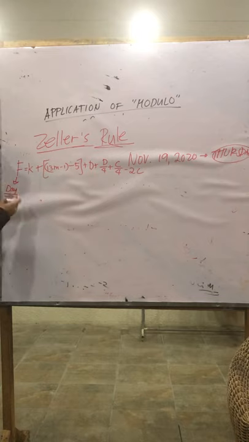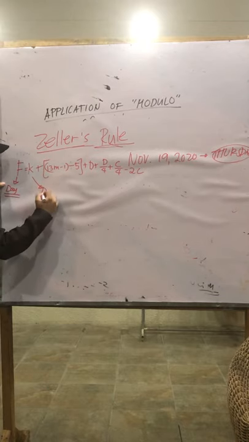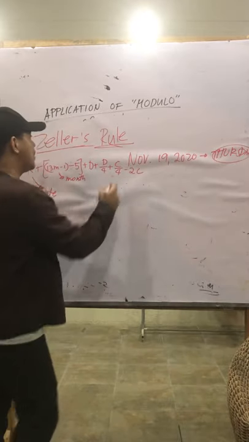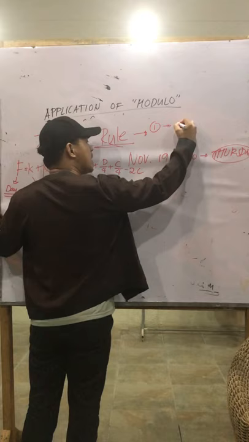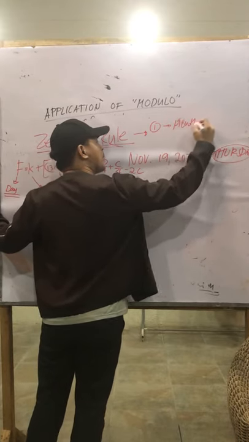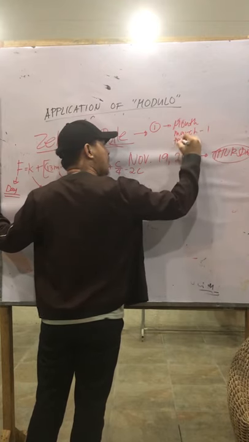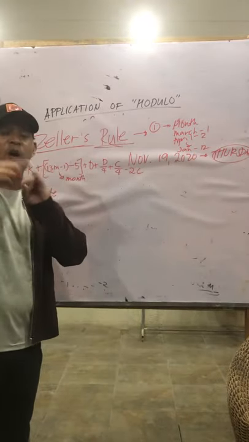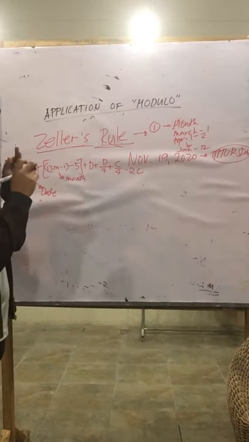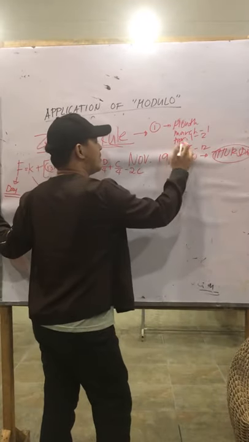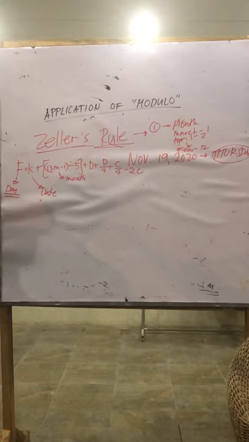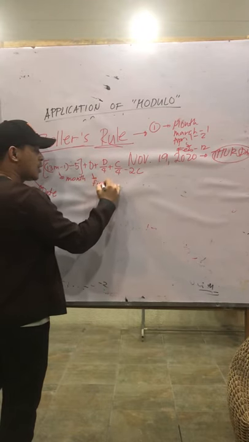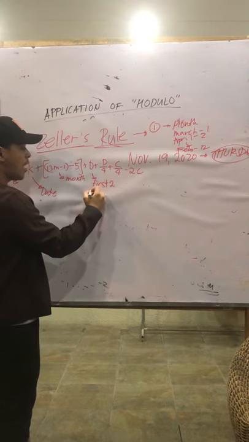Wherein F is the day that we are looking for, k is for the date, m is for the month, and don't forget, since you are using Zeller's rule, month number one will be March. March will be 1, April will be 2, so on and so forth, January will be 11. Therefore, we have March, April, May, June, July, August, September, October, November, December, January, February. February will be 12, brother. Okay? February will be 12. Okay, so let us have now D. D is the first two digits.